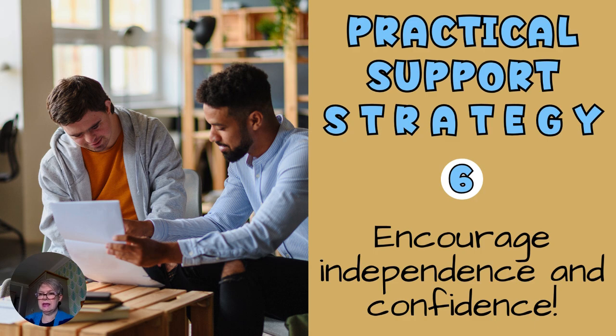Support strategy 6, encourage independence and confidence. So your goal is to help your students gain confidence and independence over time. And here are 3 ways to do this. 1, teach independence of thought strategies. So, for instance, encourage students to ask themselves what they could try before asking for help. 2, encourage peer support instead of always relying on an adult.